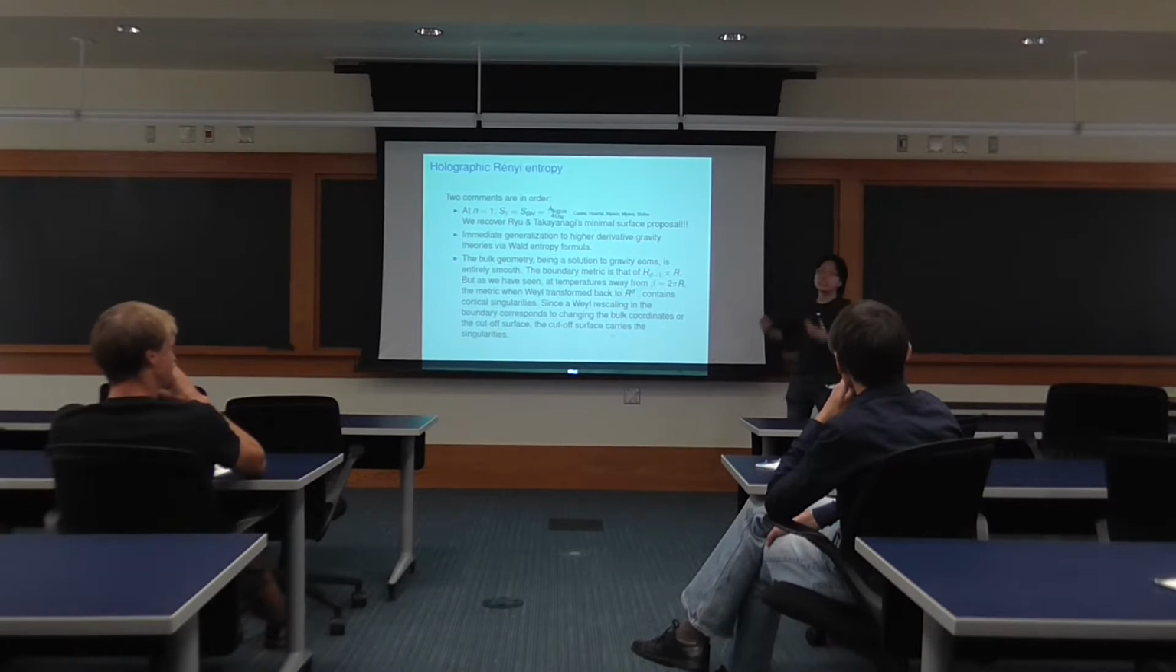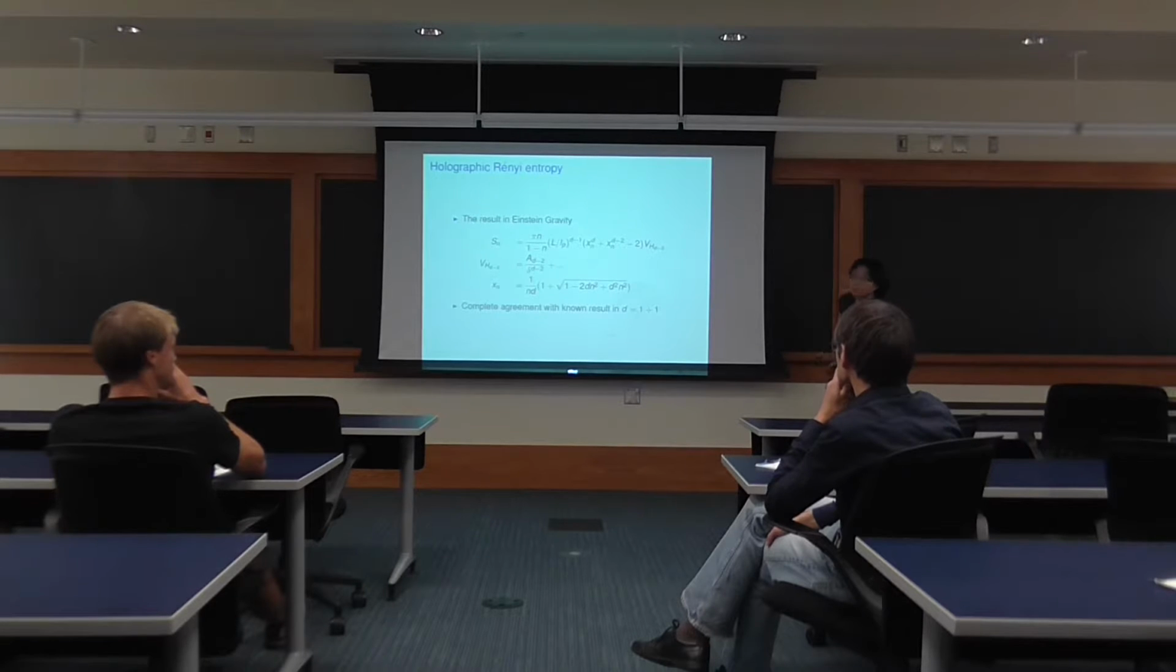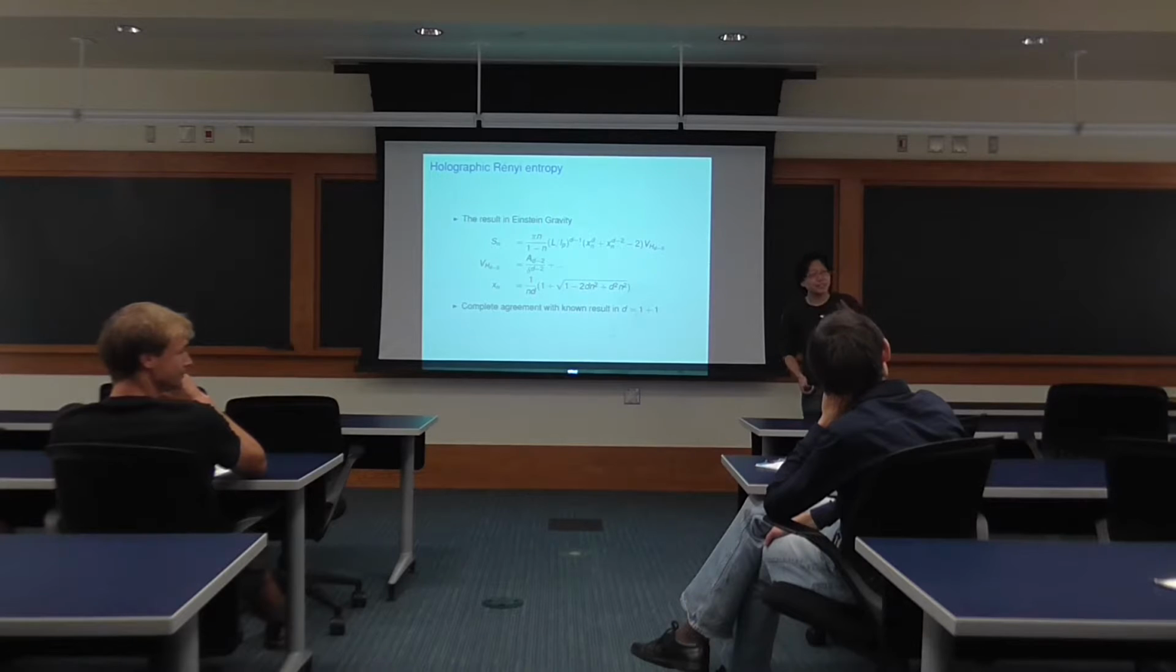But the whole solution itself is smooth. This singularity only occurs at the boundary. This procedure works for computing the entanglement for the vacuum. What about the excited states? I don't know how to really do excited states, but I have something to say about it later.